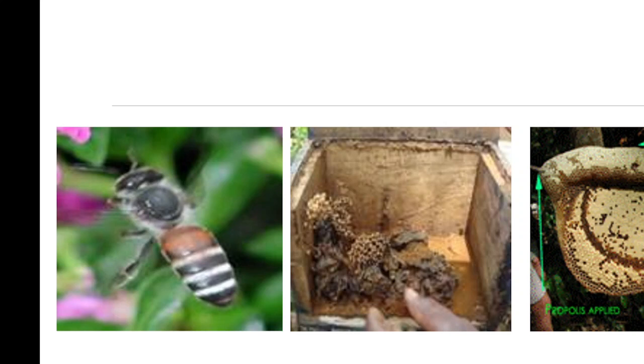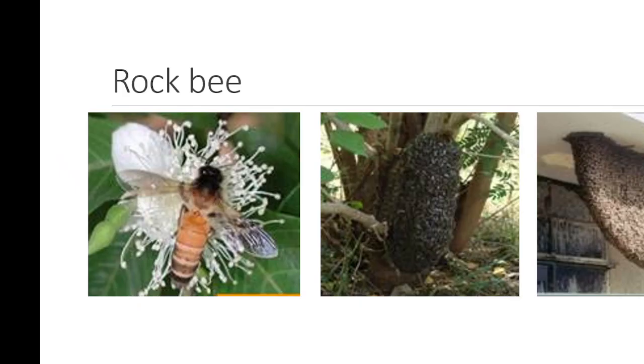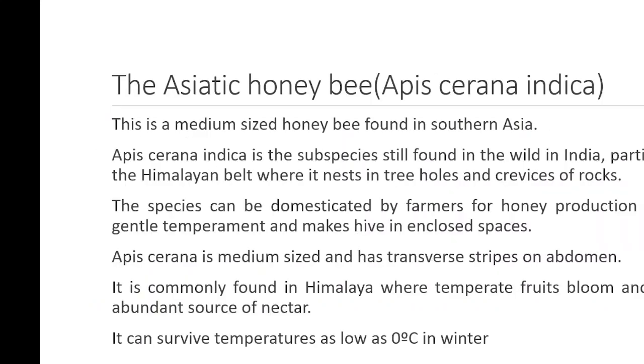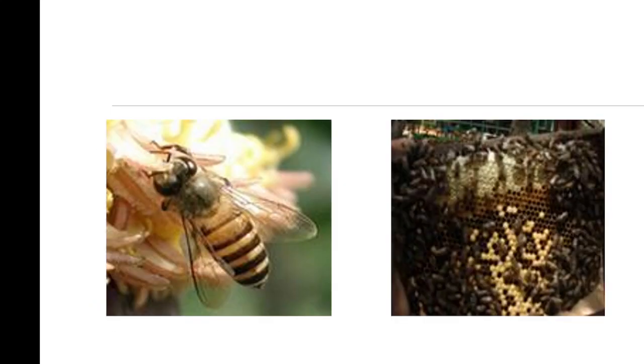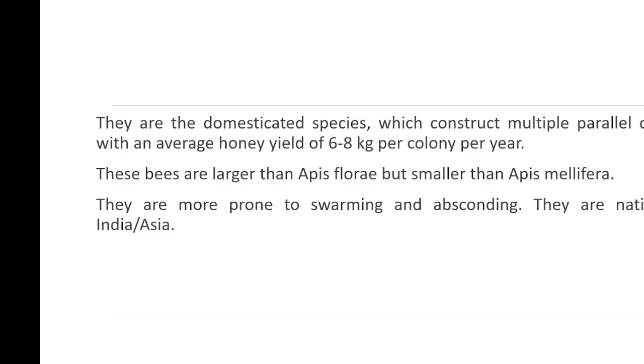So it is by looking at the red color that we will be able to distinguish Apis florea. Apis florea is very small with a deep red color, whereas this rock bee or Apis dorsata is somewhat yellowish or yellowish orange in color and slightly larger also. Then we come to the Asiatic honeybee or Indian honeybee. Here it is almost similar to Apis florea, but this reddish color may not be present.